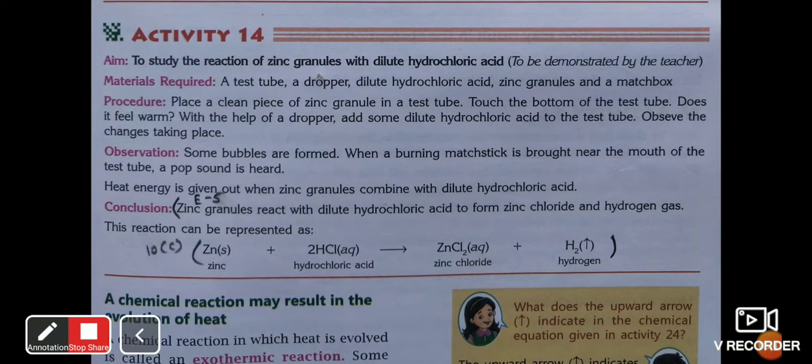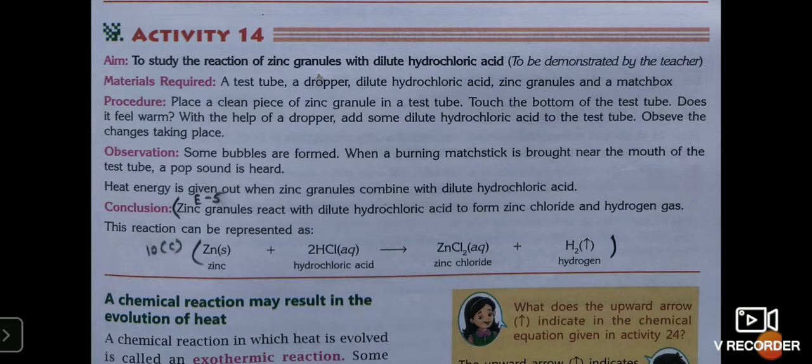To study the reaction of zinc granules with dilute hydrochloric acid, what are the requirements? A test tube, a dropper, dilute hydrochloric acid, zinc granules, and a matchbox. Zinc granules are small pieces of zinc. Now, what do we have to do? Place a clean piece of zinc granule in a test tube. Take 3 or 4 pieces so that the reaction is faster.